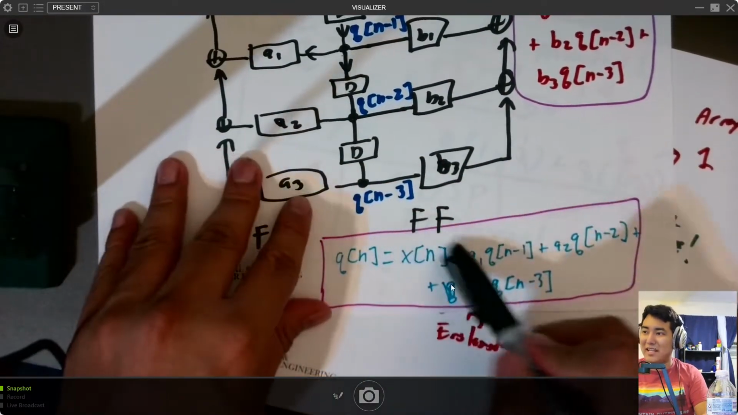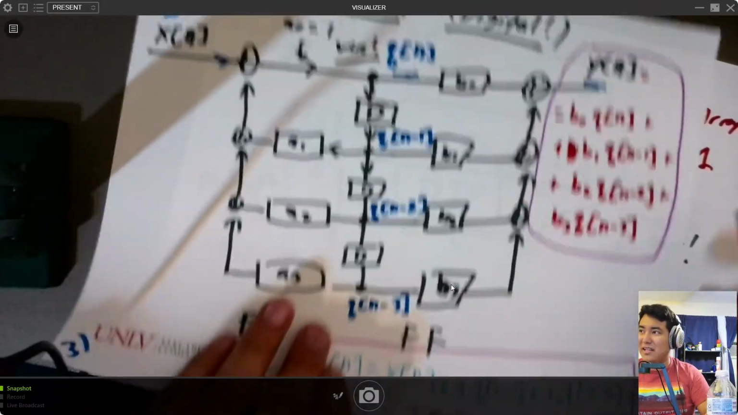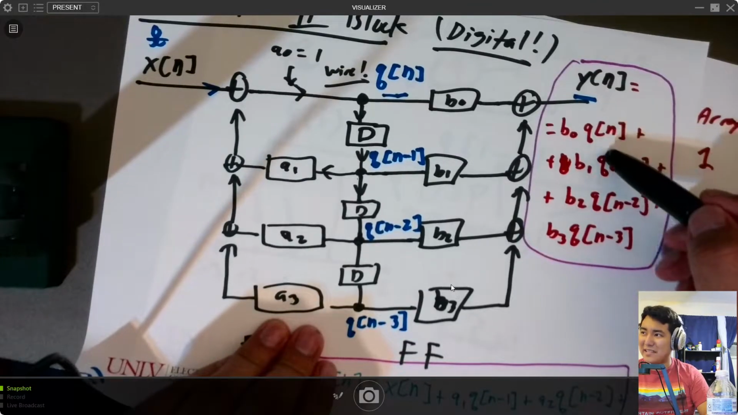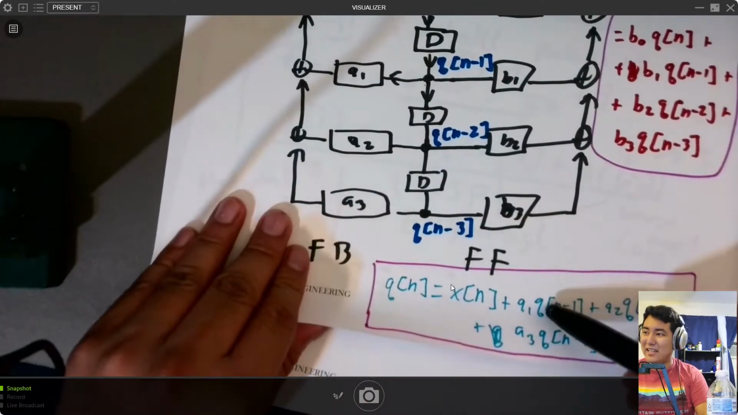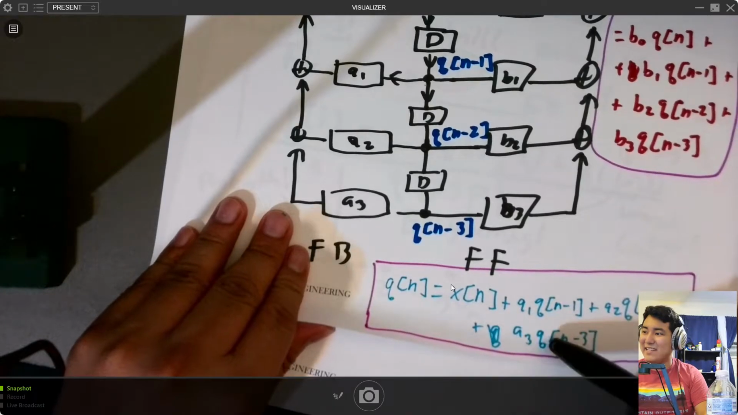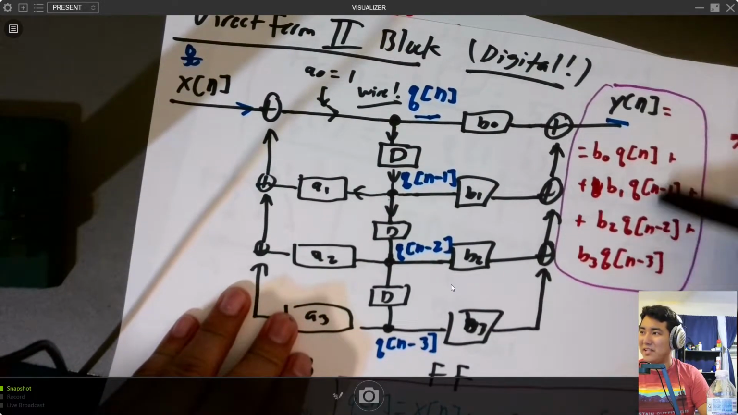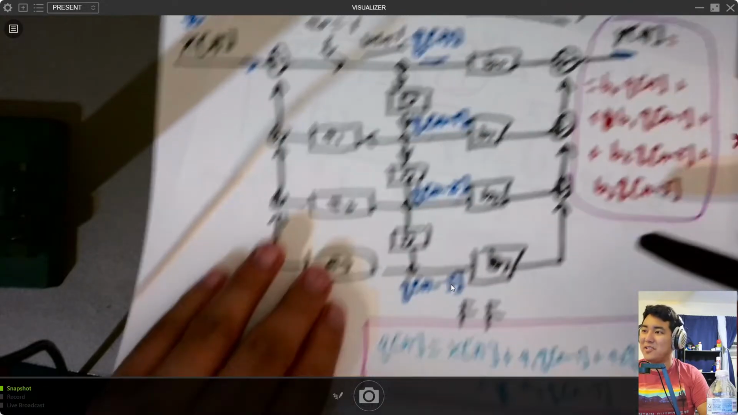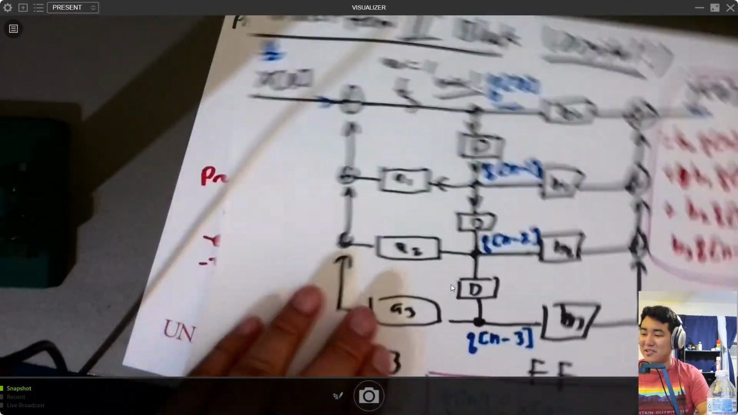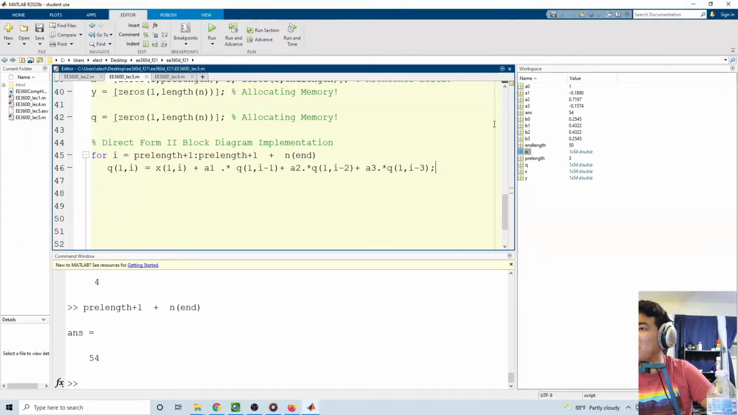So here's the internal node, and then here's the output, which has a similar format. Instead of A's, this one has B's, and this one doesn't have the input. You see, there's no input here. This is just purely internal nodes, whereas this one does have an input. So do be aware of that. And here it is.